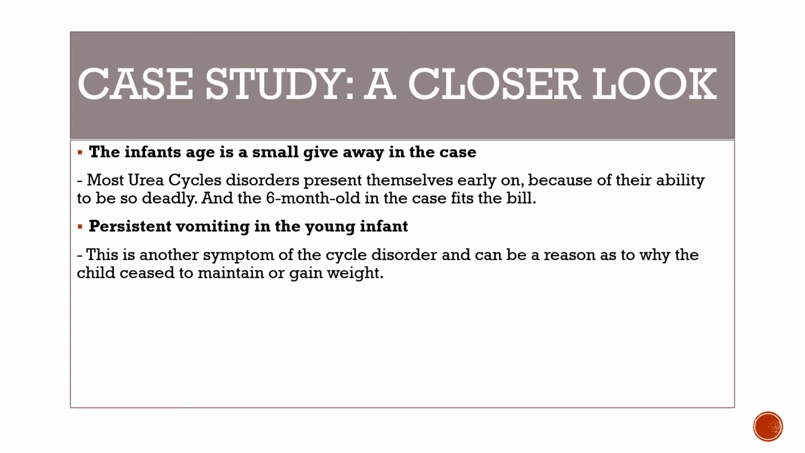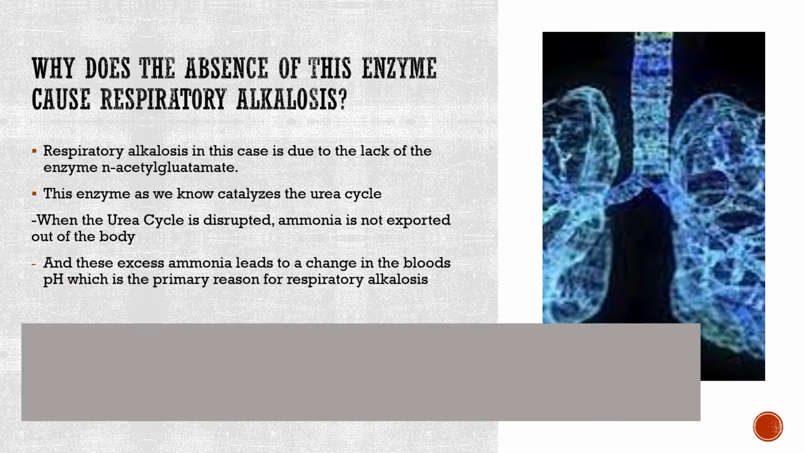And then the second thing that we saw was persistent vomiting in the young infant. This is another symptom of the cycle disorder and can be a reason why the child ceased to maintain or gain weight. If you keep throwing up everything, then you can't get those nutrients and cycles stop working. Not only this cycle, but many other cycles can be affected, and it could be a very serious problem. So now, the overall case question was, why does the absence of this enzyme cause respiratory alkalosis?